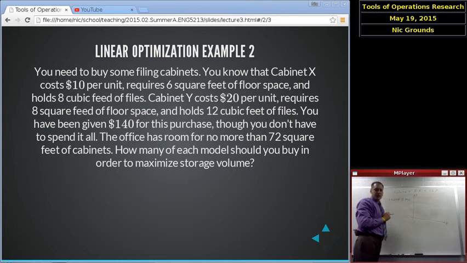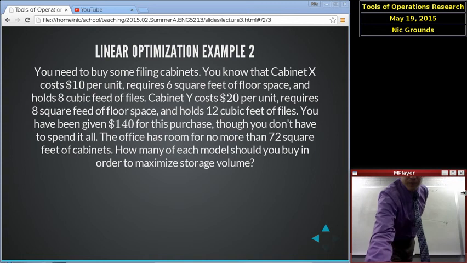Okay. We also have a constraint on the square feet. So every X cabinet takes 6 square feet, 6X. Every Y cabinet takes 8 square feet, 8Y. That must be less than or equal to 72, the number of square feet we have. Okay.